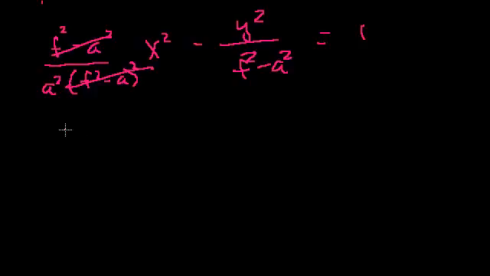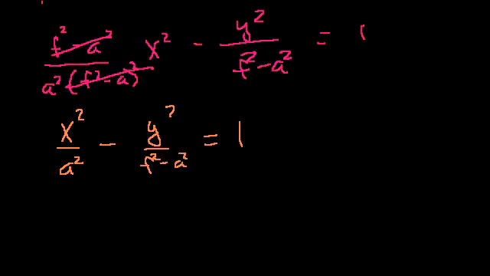My energy is coming back. It seems like I see the light at the end of the tunnel. We get x squared over a squared minus y squared over f squared minus a squared is equal to 1. Now this looks a lot like our original equation of the hyperbola, which was x squared over a squared minus y squared over b squared is equal to 1.